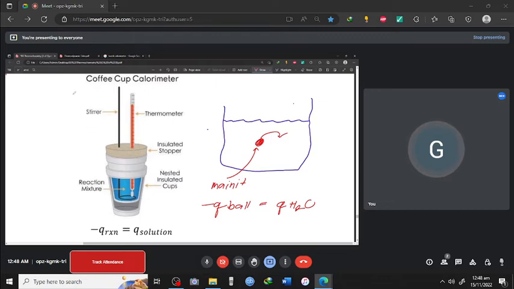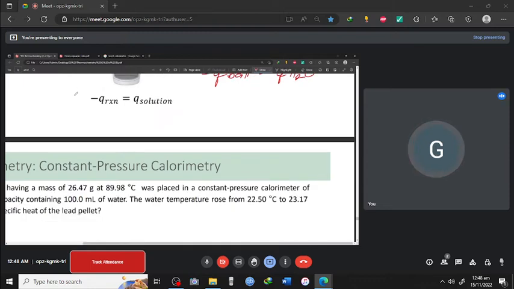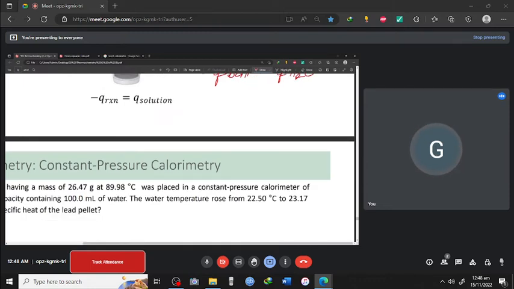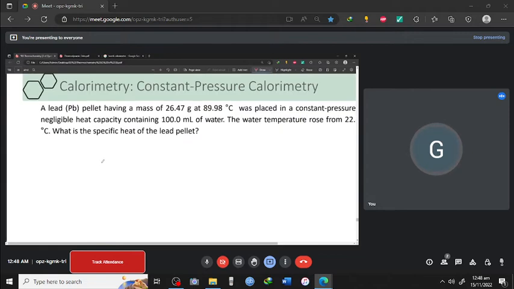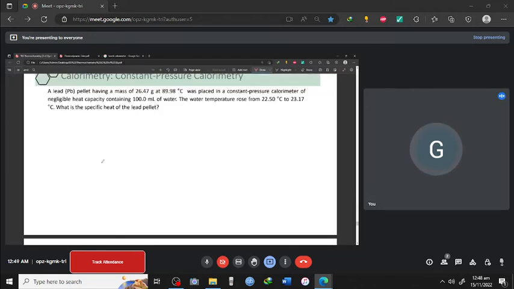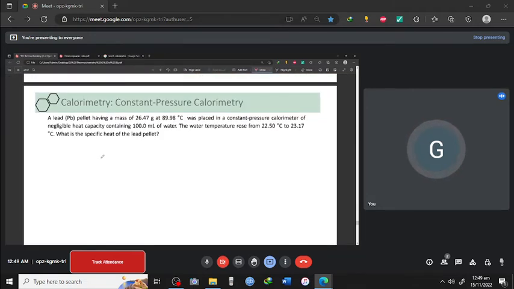Very easy lang din, no? Okay? So, let's apply the thing that we've learned for the coffee cup calorimeter dito sa problem natin down below. Okay? Zoom in natin konti. So, basahin lang natin muna yung problem.